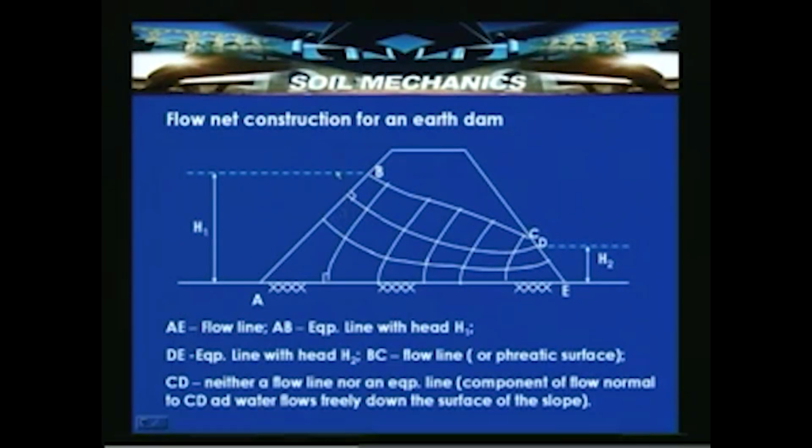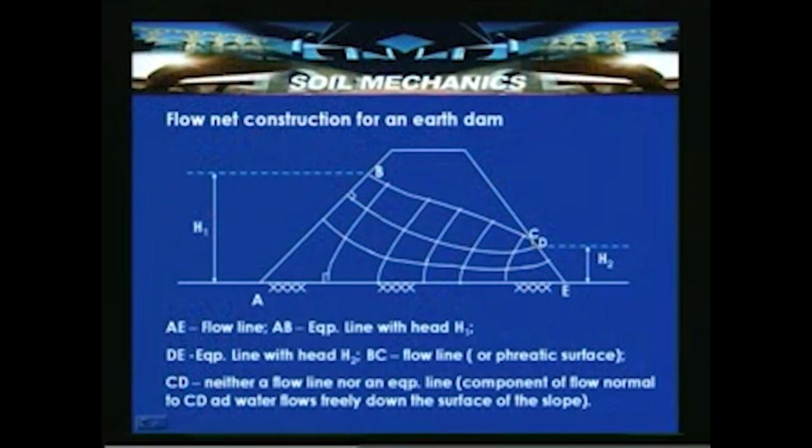AB, at all points on this particular line, will have a total head H1, since the pressure head is 0, and whatever elevation it has from the reference datum is referred to as the total head. So H1 will be the total head on the upstream side. As the water flows from head H1 to the downstream water level H2, the total head loss is H1 minus H2.